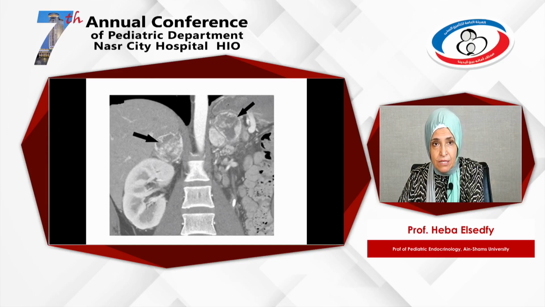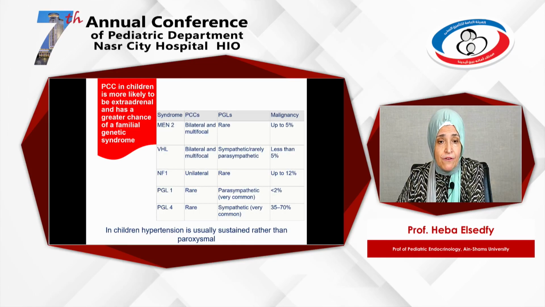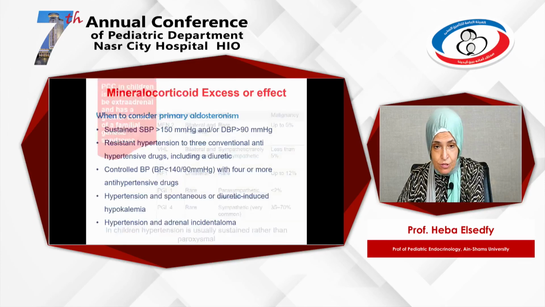It can be multifocal, bilateral, unilateral, or whatever. Pheochromocytomas in children are more likely to be extra-adrenal and have a greater chance of a familial genetic syndrome. The syndromes associated with pheochromocytoma are multiple endocrine neoplasia type 2, von Hippel-Lindau syndrome, neurofibromatosis type 1, and paragangliomas type 1 and 4. And we have to bear in mind that in children, hypertension is usually sustained rather than paroxysmal.